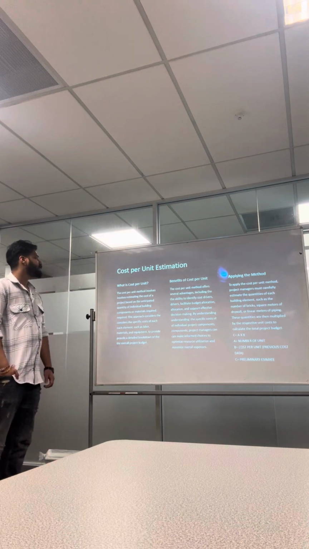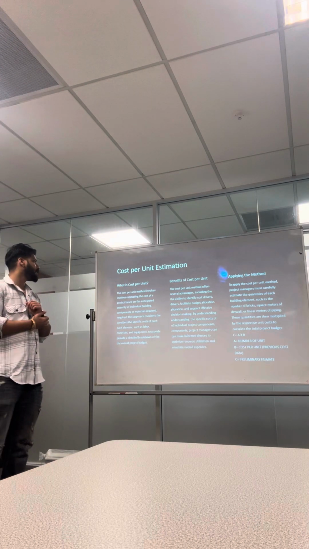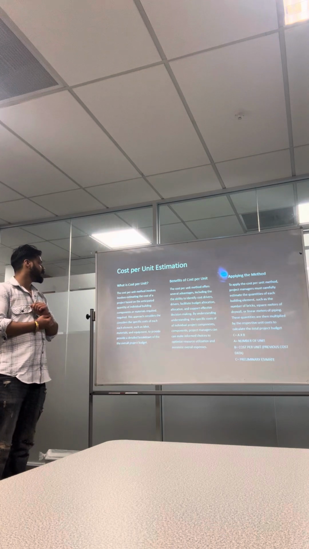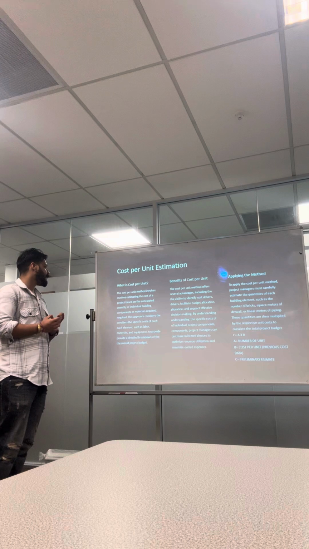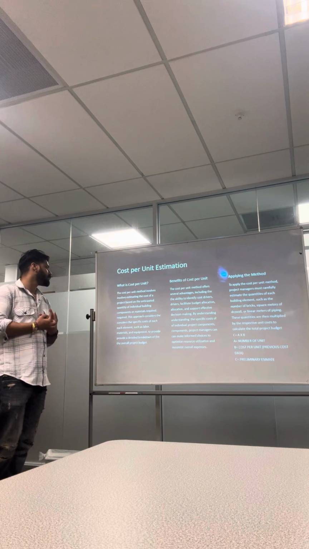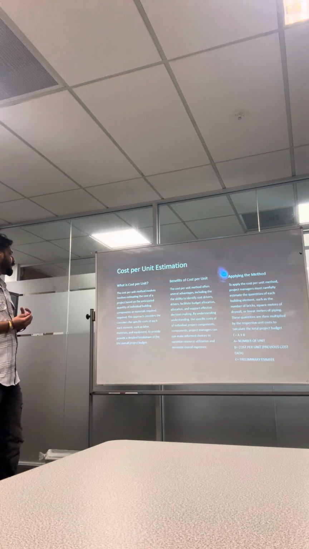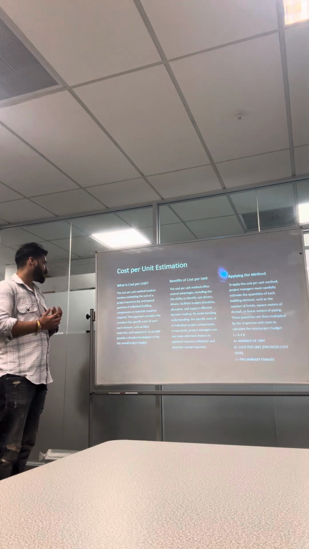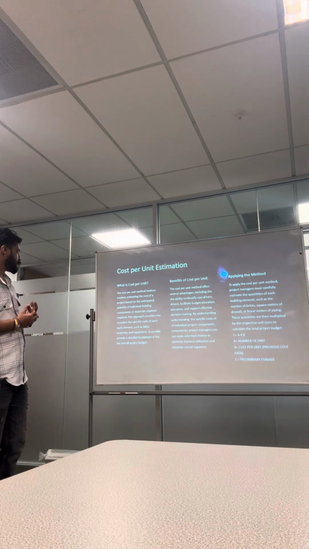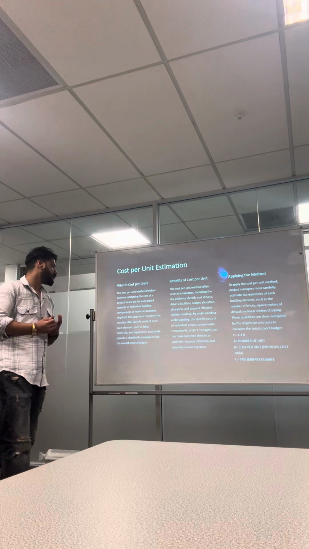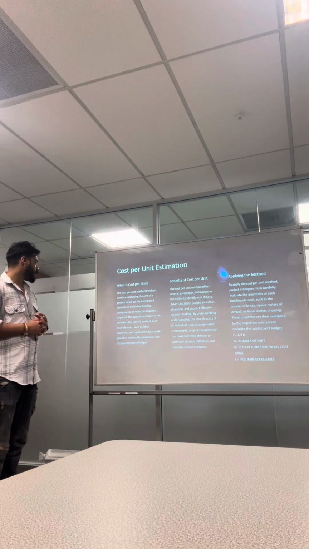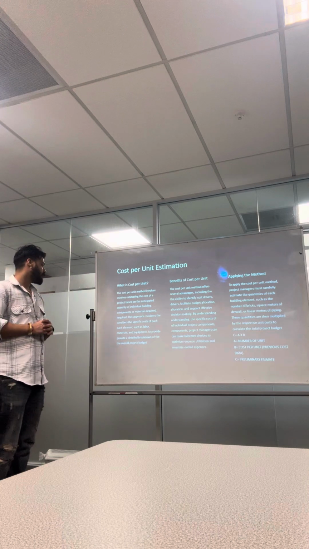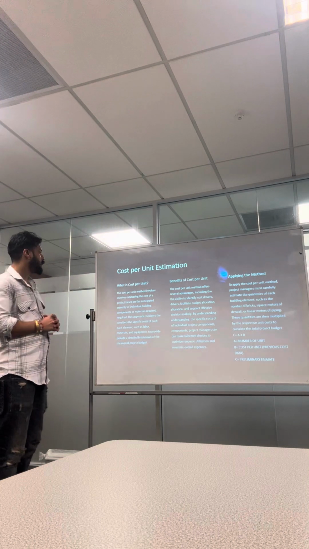Cost per unit estimation. What is cost per unit? The cost per unit method involves estimating the cost of the project based on the anticipated quantity of individual building components or material required. This approach considers the specific cost of each element, such as labor, material, and equipment, to provide a detailed breakdown of the overall project budget.